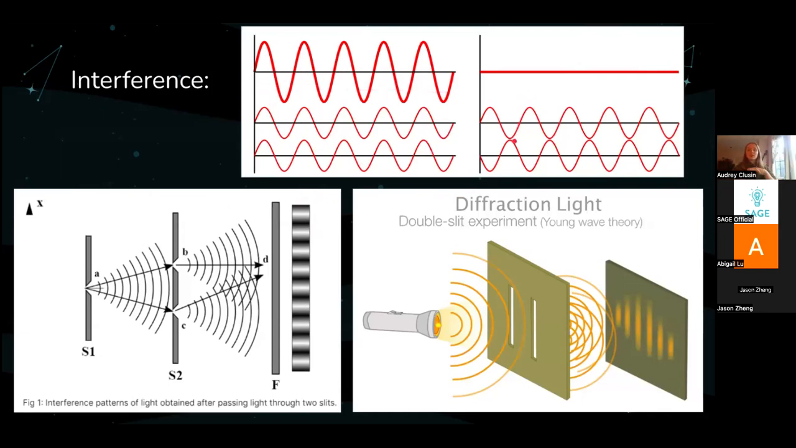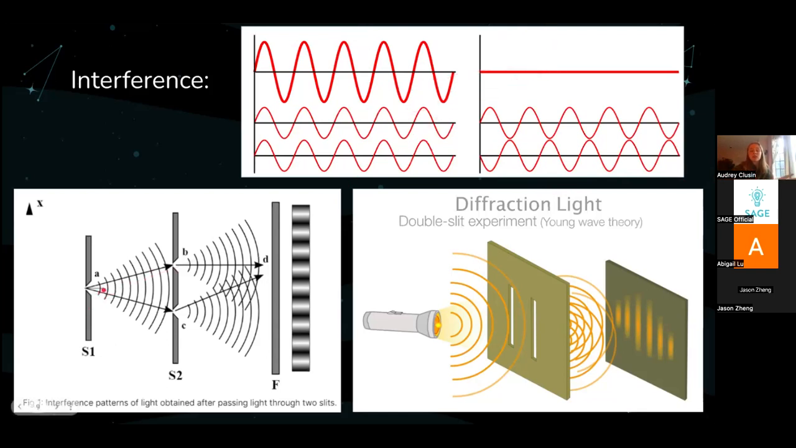And if they're kind of the same measurements, but they're exactly opposite each other, you can see how the high point on this one cancels out with the low point on this one, and they end up totally canceling each other out. So this process is called interference.